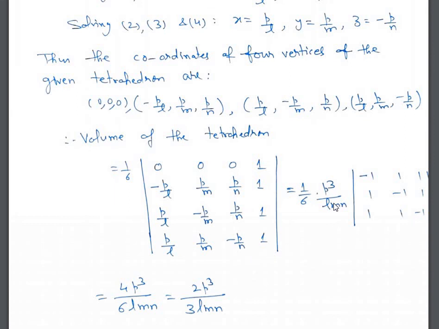Take p common from each row, so p cube comes out, right? And take 1 upon l, 1 upon m, 1 upon n common from the columns, we get lmn in the denominator, and expand with respect to this row. So we get the determinant with rows minus 1, 1, 1; 1, minus 1, 1; 1, 1, minus 1. So solve this determinant. The value of this determinant is 4. So we have 4p cube upon 6lmn, that is 2p cube upon 3lmn. Thank you so much.